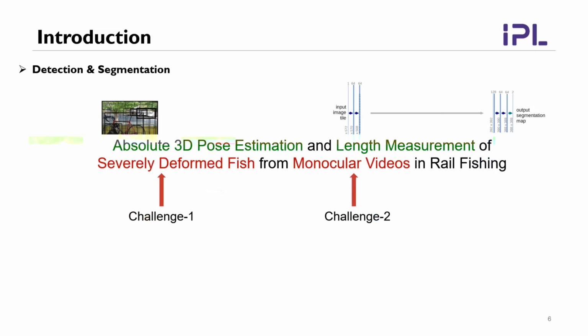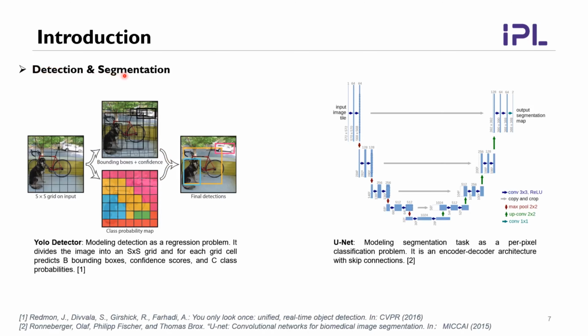To do this task, we use 2 off-the-shelf models in this project. One is YOLO detector. It models detection as a regression problem. It divides the image into an S by S grid, and for each grid cell it predicts P bounding boxes, confidence scores, and C-class probabilities. The other off-the-shelf model is called UNet, and it's for segmentation task. It models segmentation task as a per-pixel classification problem. We can see it's an encoder-decoder architecture with skip connections.